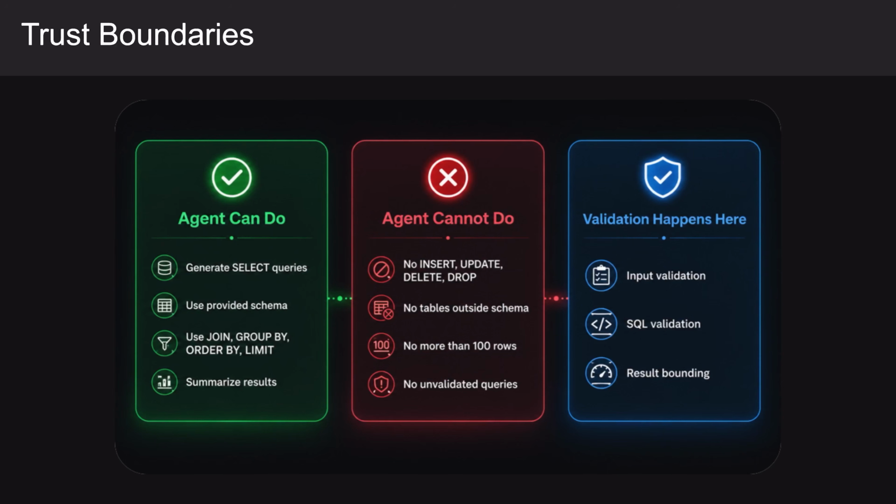Here's where they sit. The agent can generate select queries using the schema you give it. It can use joins, aggregation, sorting. It can summarize results. That's the full scope of its autonomy. What it cannot do is non-negotiable. No write operation, not ever, regardless of what the user asks. No access to tables outside the schema. No unbounded result sets, and no query that fails validation gets executed, full stop.